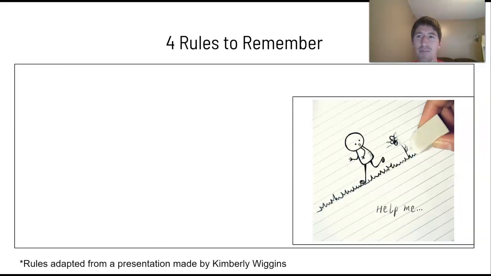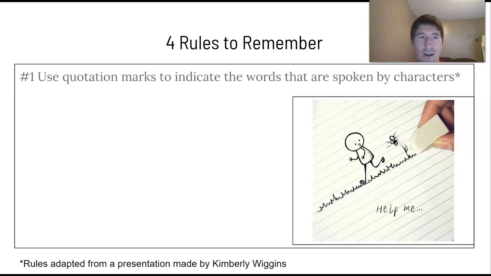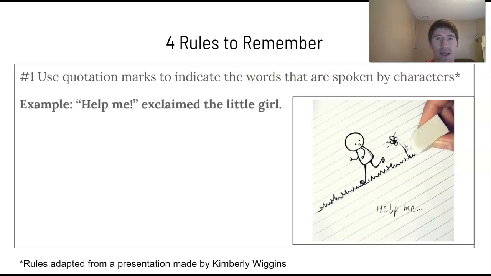So let's jump into 4 rules to remember about using dialogue. Use quotation marks to indicate the words that are spoken by characters. So this is crucial to remember. Words that are spoken. These are the exact words. So what might this look like? Here's an example for you. "Help me" are the exact words spoken by the character.